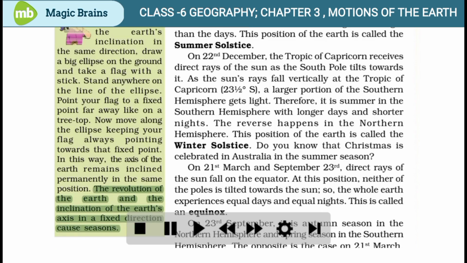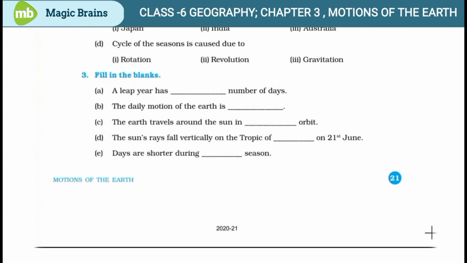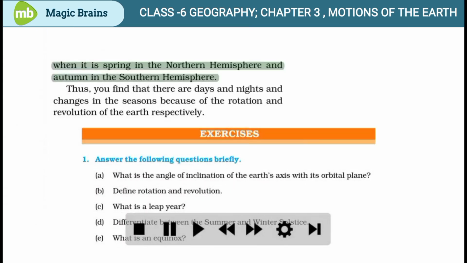The revolution of the Earth and the inclination of the Earth's axis in a fixed direction cause seasons. Page number 21. When it is spring in the northern hemisphere and autumn in the southern hemisphere. Thus, you find that there are days and nights and changes in the seasons because of the rotation and revolution of the Earth respectively.